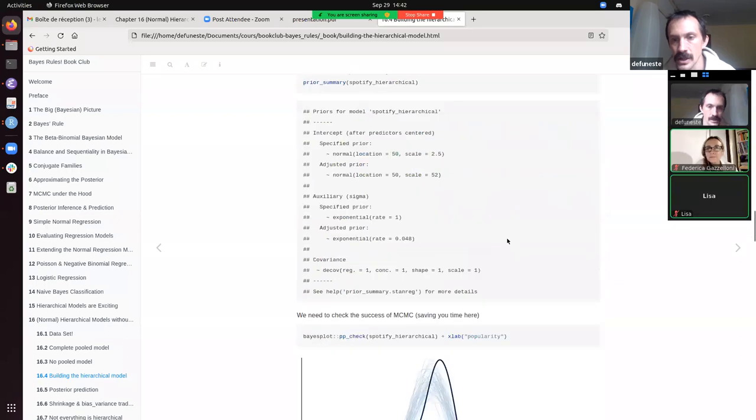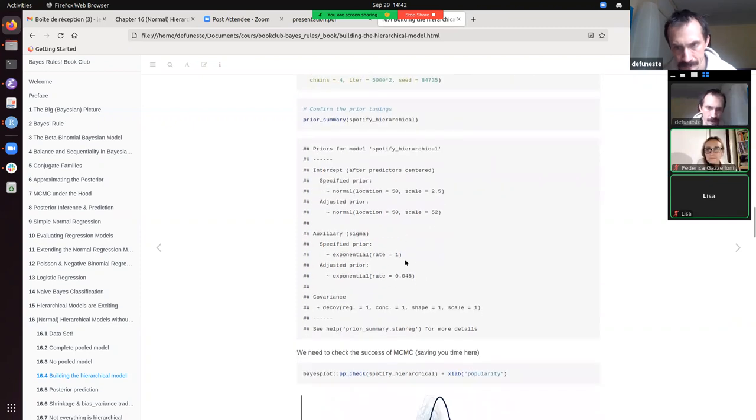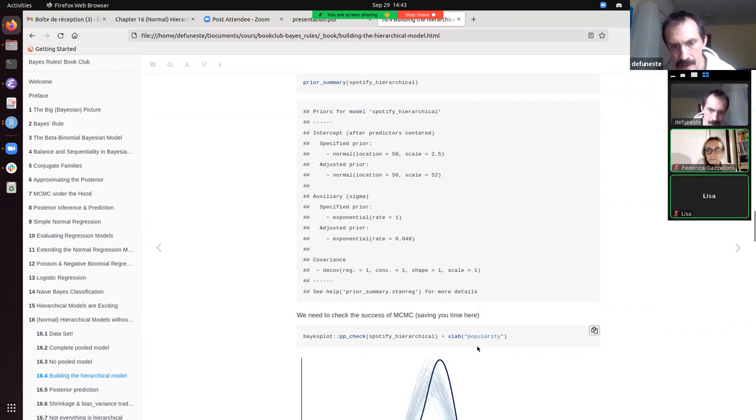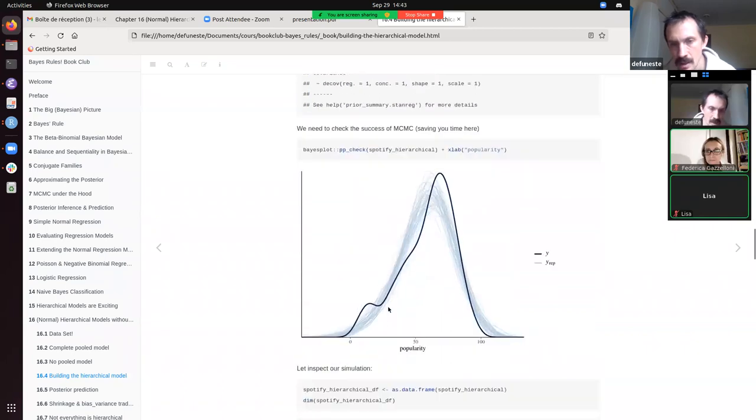Let's see. I do not print the verification of the MCMC, but it went well. I still print the prior summary. So this is the prior, this is what we get. And then we can do a quick posterior predictive check to see it's not too bad. I will say it's not perfect, but the shape is okay, though we are lacking this little bump in popularity. I don't know why, but it's happening.